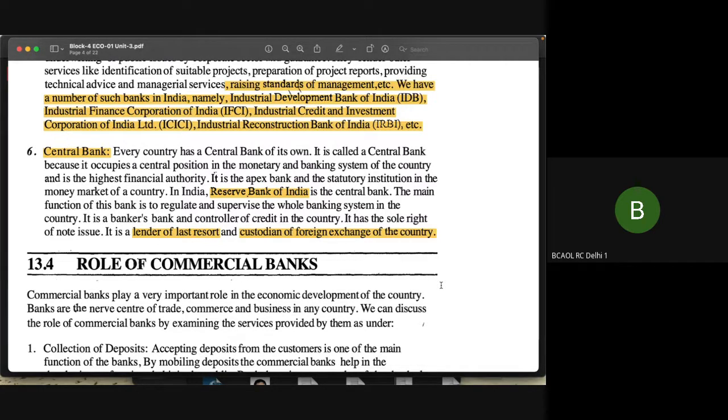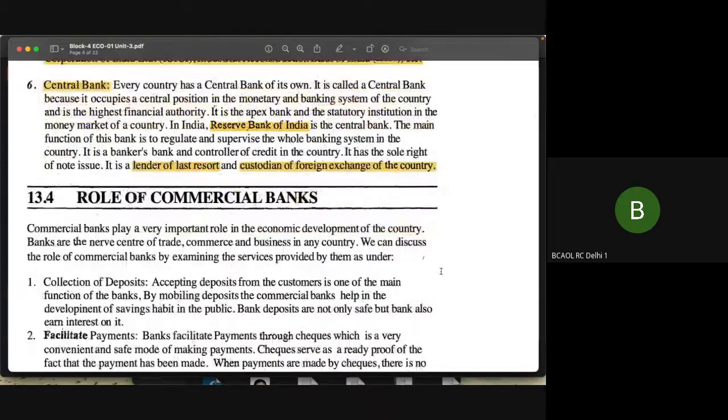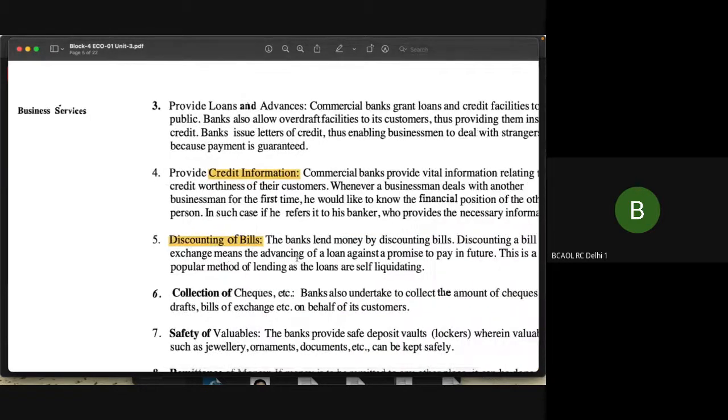Custodian of foreign exchange. Remember this: whenever foreign trade is happening, the RBI, the central bank, the apex bank, is always involved. Role: collection of deposits, making payments, providing loans, providing credit information.